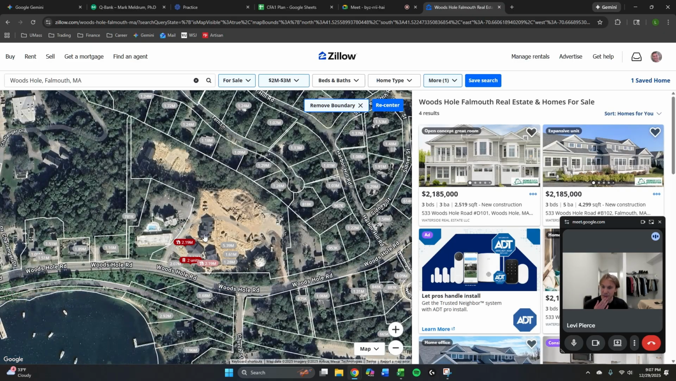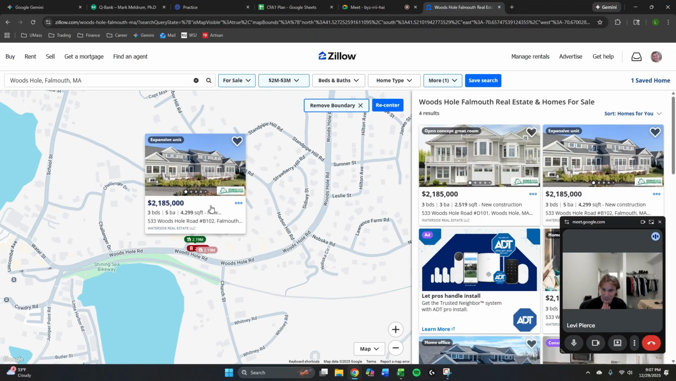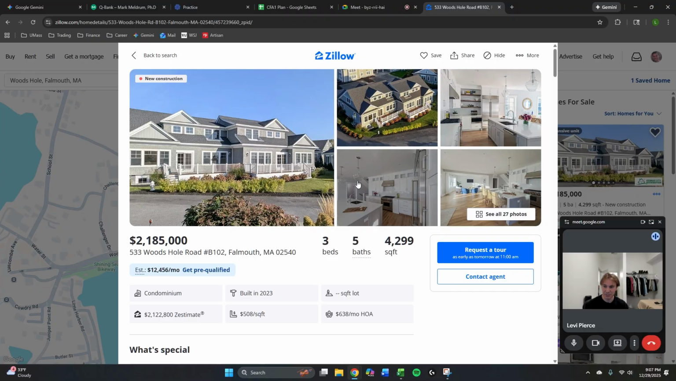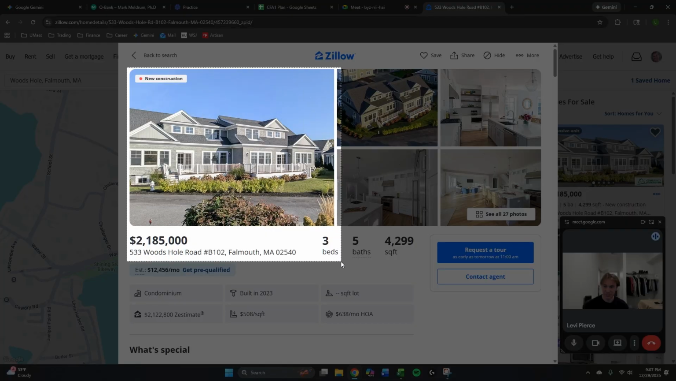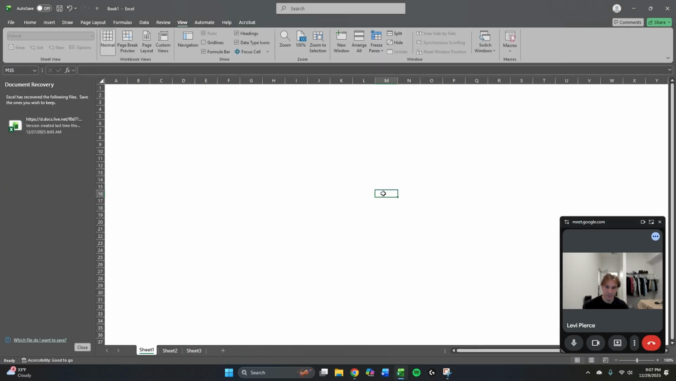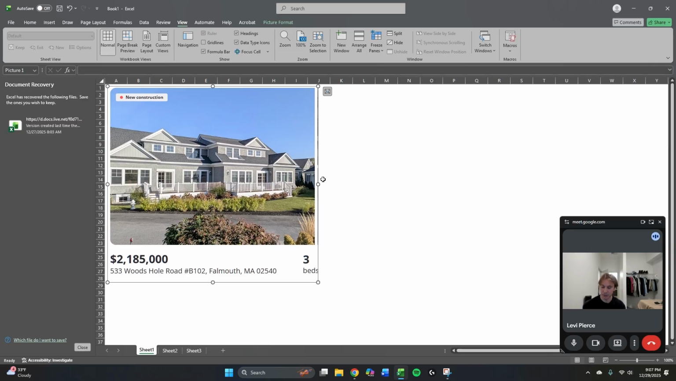So let's say, Mom, you buy a home in Woods Hole, and I'm pretty sure they only have condos available right now. So let's just use this one for an example. Yeah, I know you don't want a condo, but let's use this.